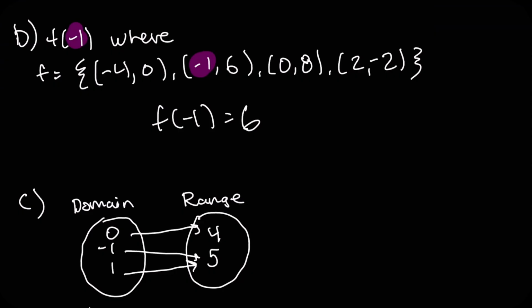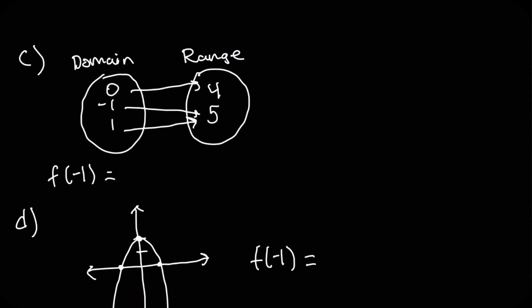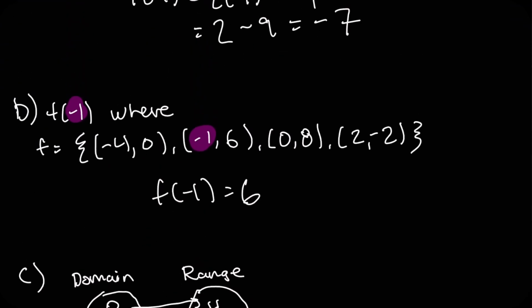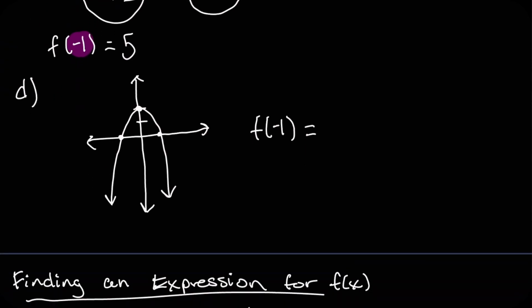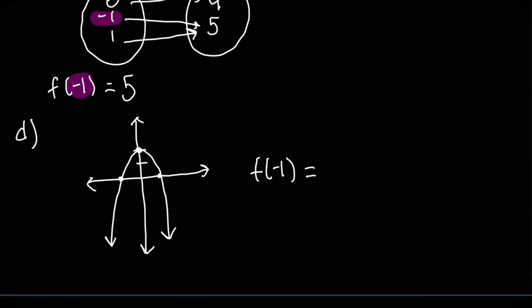Now we're given a domain and range. We have a domain, and we want to figure out what f of -1 is going to be. F of -1, go ahead and find your -1, and that corresponds to a 5. D, we're given f of -1, and we want to figure out what that's going to be equal to. So f of -1, -1 for our x value is right there, and what does that correspond with? Well, that's a 0. So f of -1 is equal to 0.